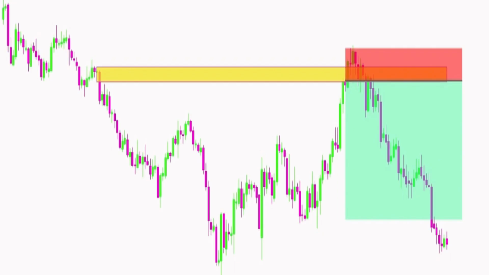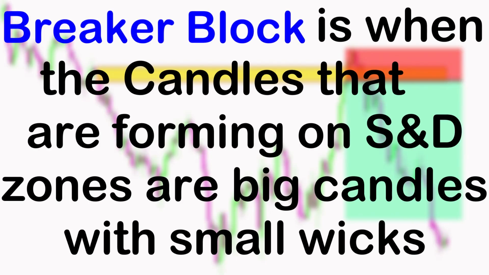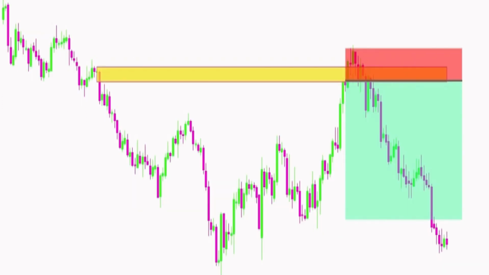In order to find this out, we must analyze the candles that are formed on the supply zone in the bearish scenario and bearish candles that are formed on the demand zone in the bullish scenario. If the candles that are forming are big candles with smaller wicks, then we can say that a breaker block has been created in the market. And if the market makes small candles with big wicks, then it is called a fake reversal and not a breaker block.